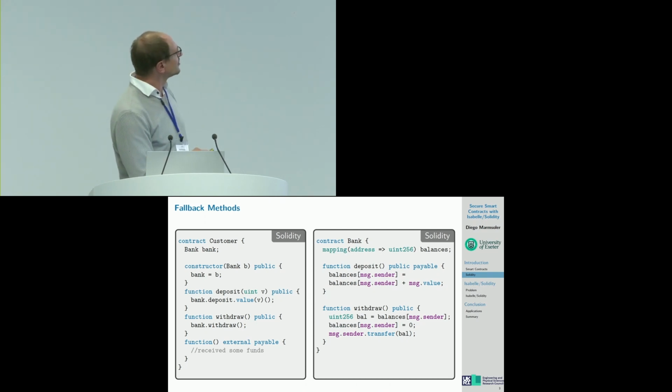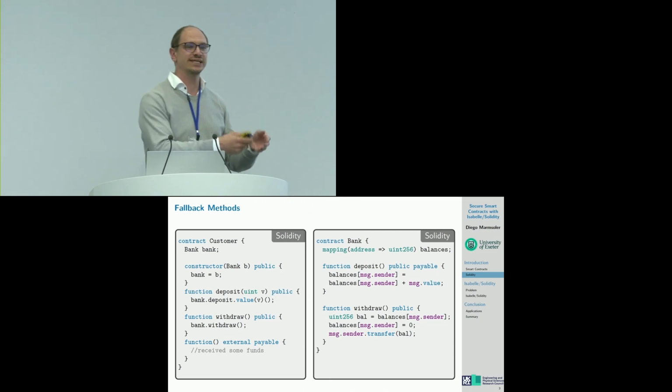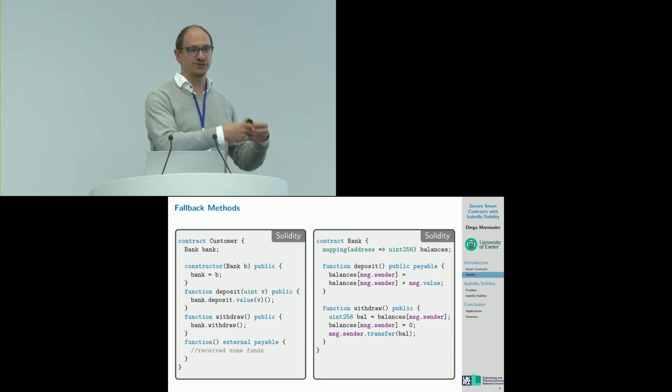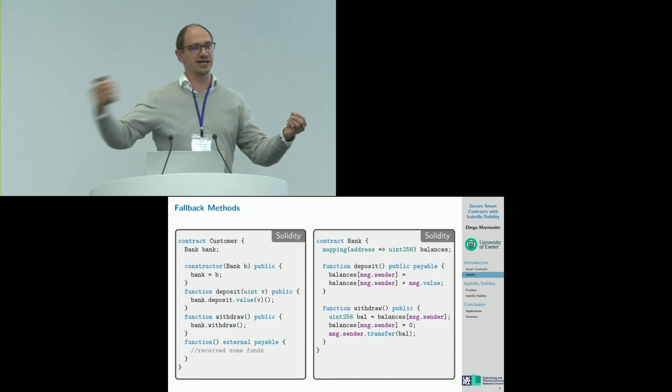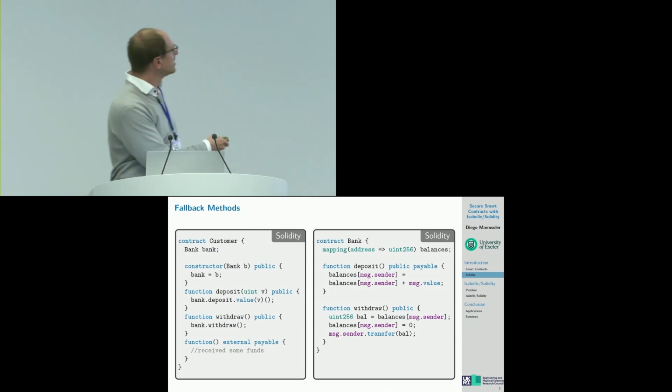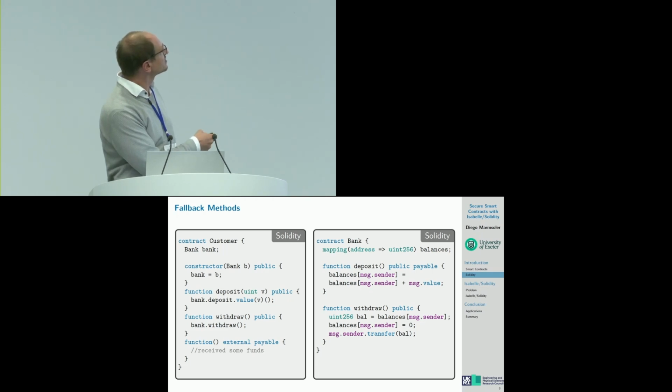And the only really interesting thing here is the value keyword, which is again a built-in keyword in Solidity, which allows us to set the amount of value of funds which we would like to transfer with this method call. So here we transfer V amount of currency from the customer to the bank, and then we execute the deposit function. The withdraw just delegates the call to withdraw.